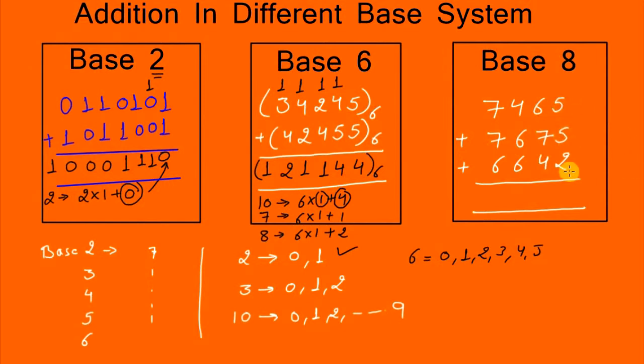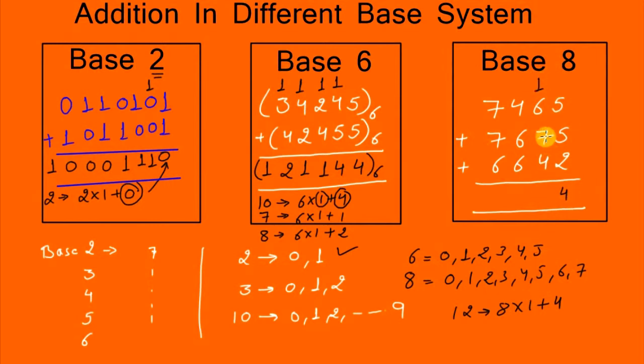5 plus 5 plus 2 is 12. But 12 is not possible in base 8. So in base 8, the digits that are possible are 0, 1, 2, 3, 4, 5, 6, up to 7. So how am I going to write 12? 12 is your 8 into 1 plus 4. So 4 goes here and 1 goes here as a carry.